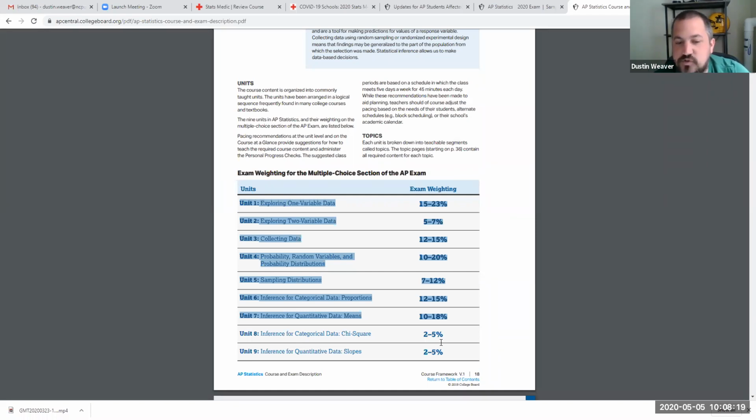We're looking at units 1 through 7 because that's what's going to be on the exam, and that's kind of how it's going to flow.